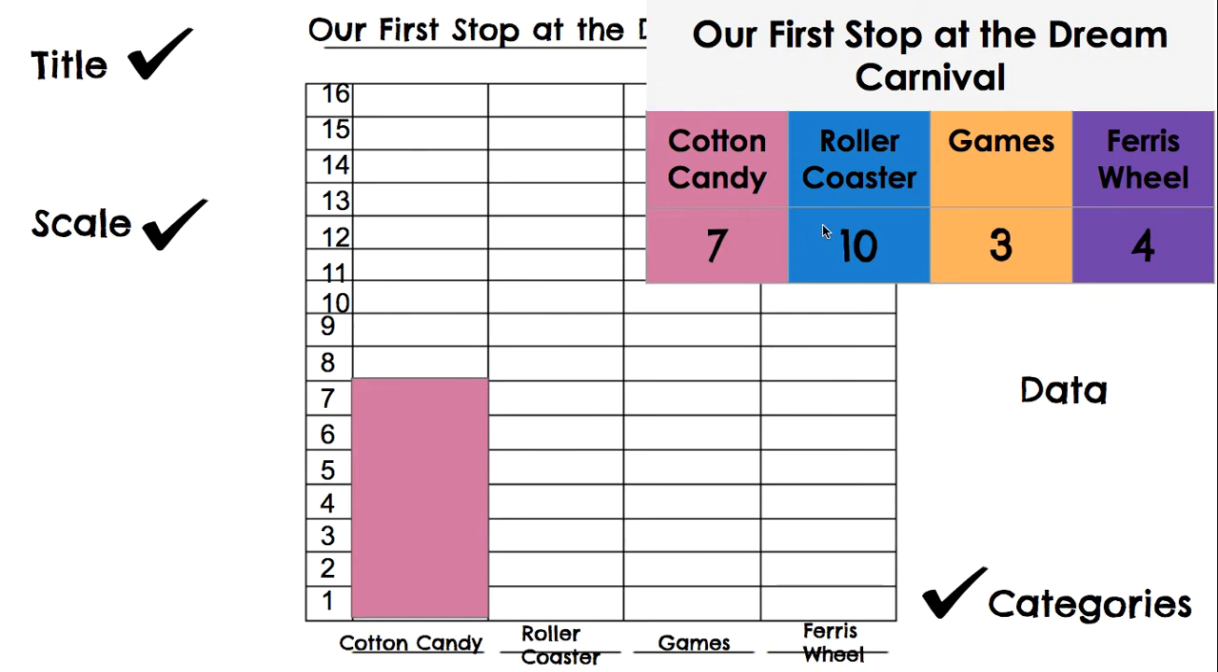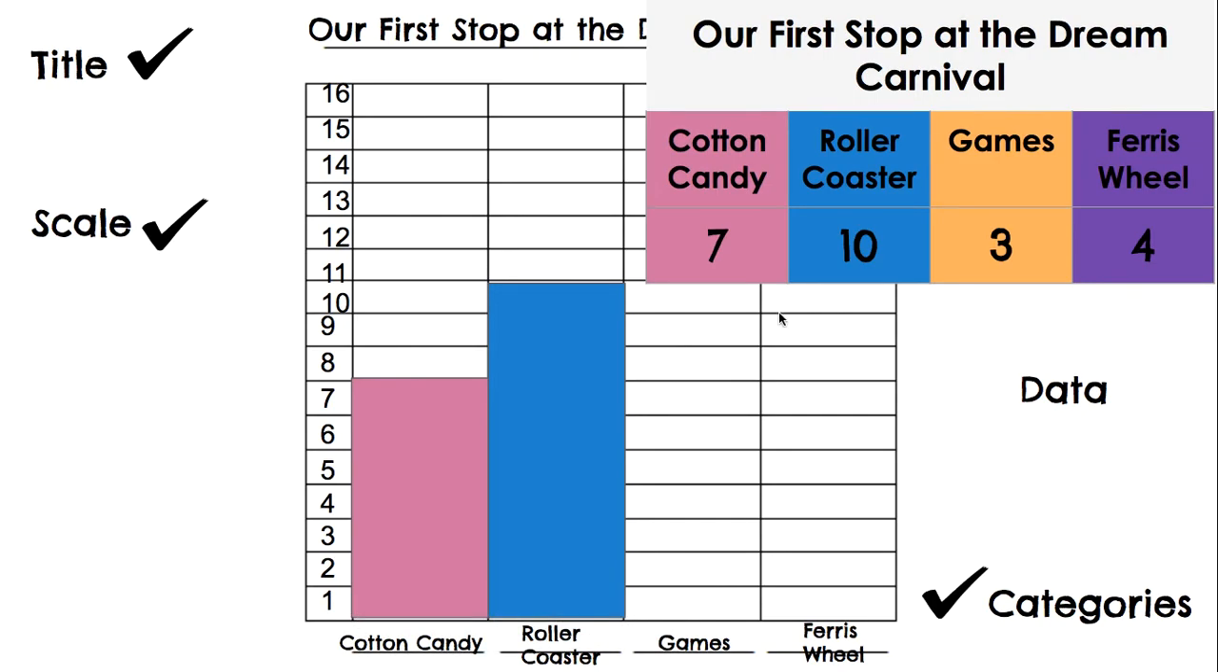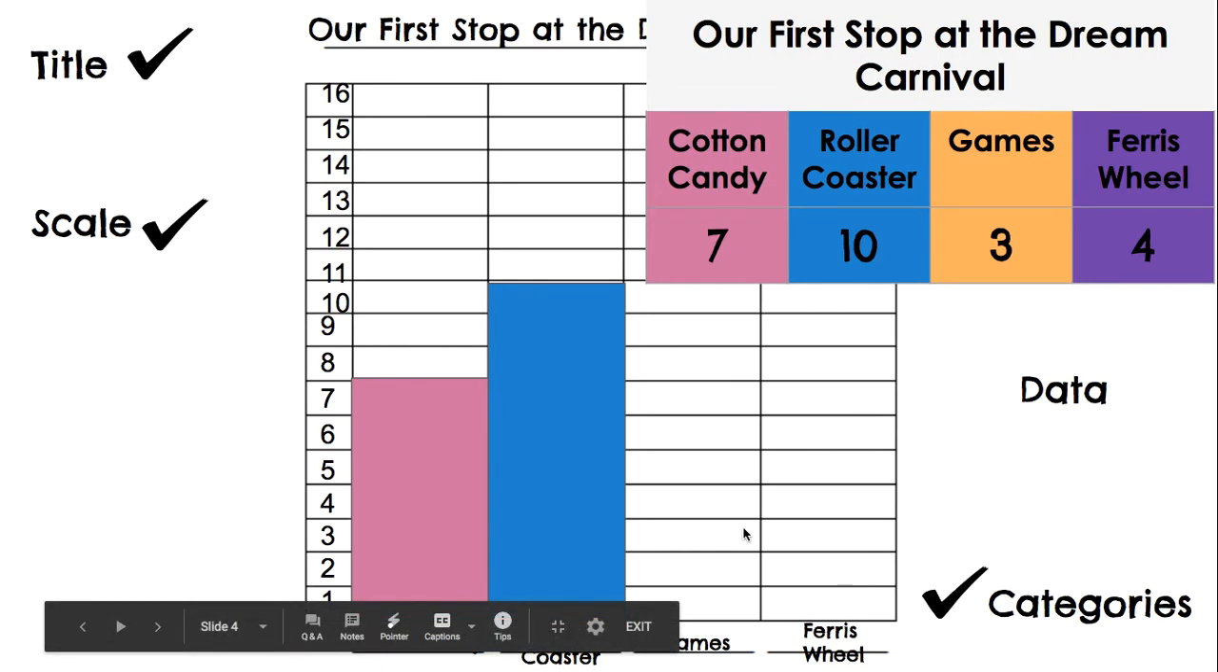My next would be roller coaster. I want the line to come up to here, 10, right? 10 full boxes colored blue for roller coaster. Fantastic. You can see there a tiny little bit of gap space. If I had a marker to color it in, I would do that. But it was a little tricky making it in this format. Next, 3 for games, making sure I color in 1, 2, and 3 boxes. And lastly, 4 for Ferris wheel. 1, 2, 3, 4.